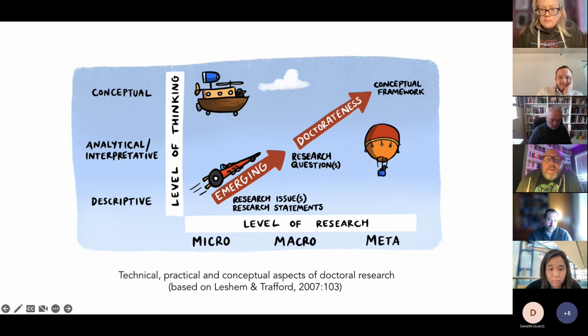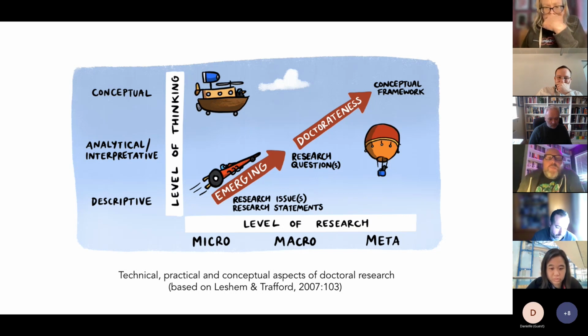Here's another example where some people have argued that there's a certain kind of quality called doctorateness that conceptual frameworks can support in doctoral research. So there are some ways to think about that, and again, we're trying to make it very approachable and easy to engage with.